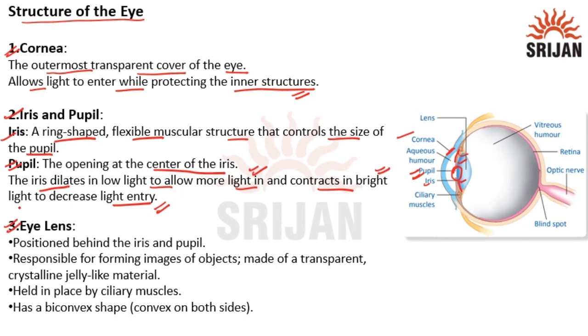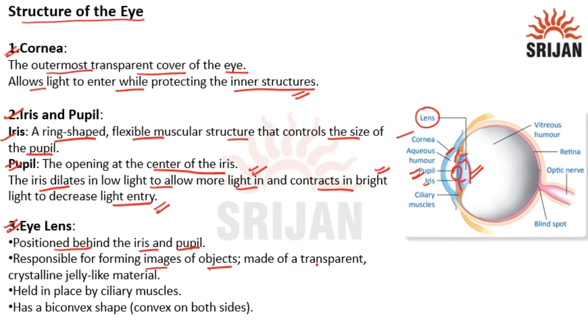Third one is eye lens. It is positioned behind the iris and pupil. So this structure is the eye lens, and it is responsible for forming images of objects.